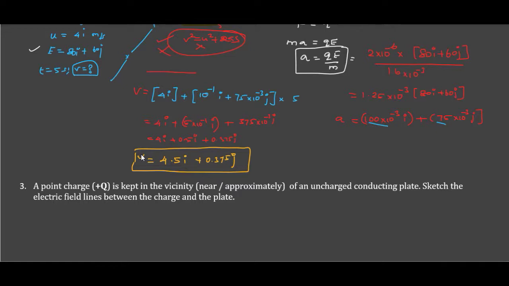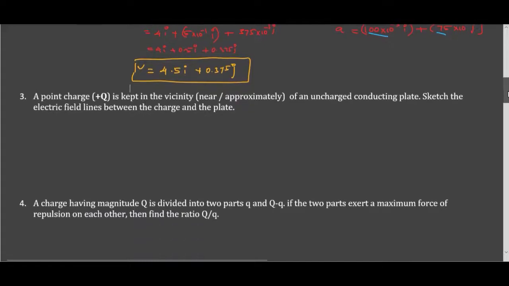Okay, so now we are going to the third concept. The third concept is based on the conducting plate. So look at this. A point charge plus q is kept in the vicinity, so vicinity is nothing but near or approximately, of an uncharged conducting plate. That plate is conducting. It may be square or rectangle, whatever.